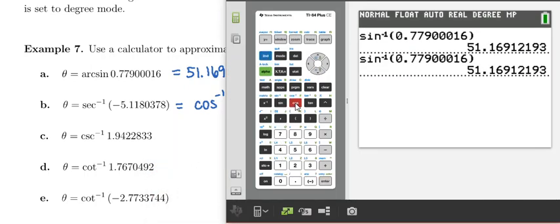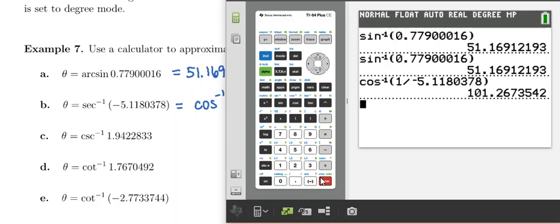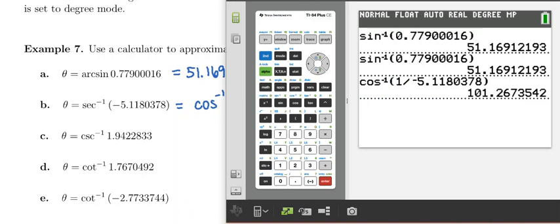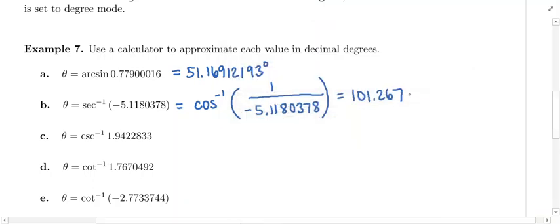So we're going to hit the cosine inverse of 1 over this negative 5.1180378. This is how you evaluate secant inverse. Again, I will write down the full decimal expansion here. This is going to be 101.2673542 degrees. Okay, that's it. All right, what is next?